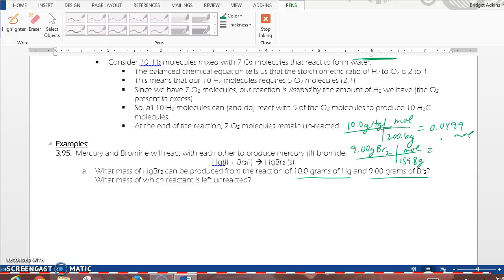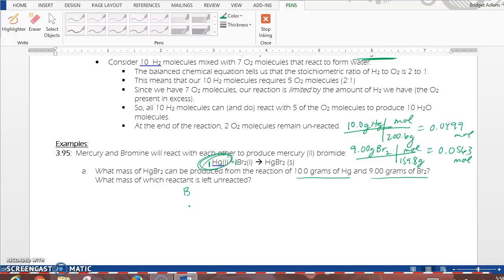So 9 divided by that. So I've got 0.0563 moles. Okay, remember, I don't just take the lower number, I divide by the coefficient. But in this case, they both have a coefficient of 1. So I divide by 1, and who's my limiting reactant? Hg. It's going to be limiting.